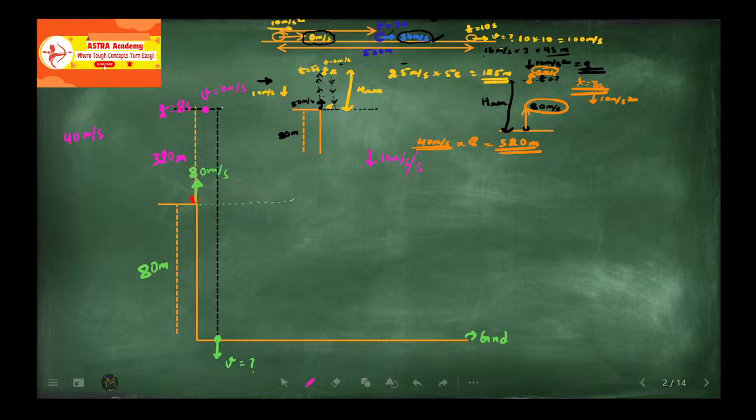So if somebody asks me the maximum height from the ground, not from the terrace: from the terrace it is 320 meters only, I agree, but from the ground it is 320 plus 80, that is equal to 400 meters. Is it clear to everyone? Please reply, everybody.